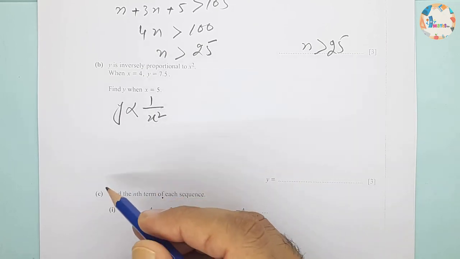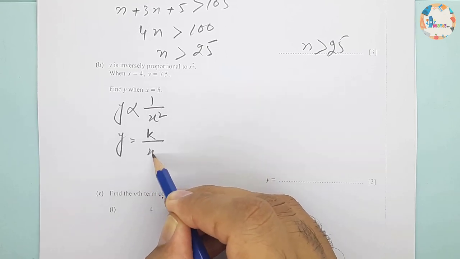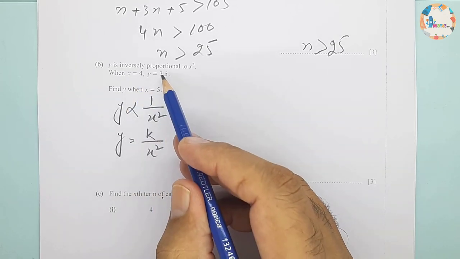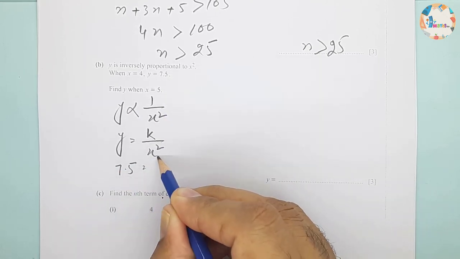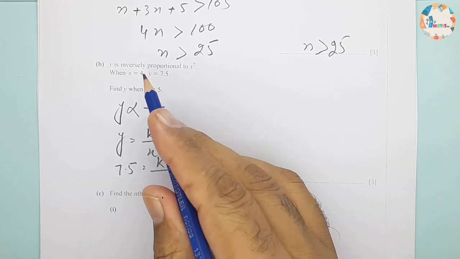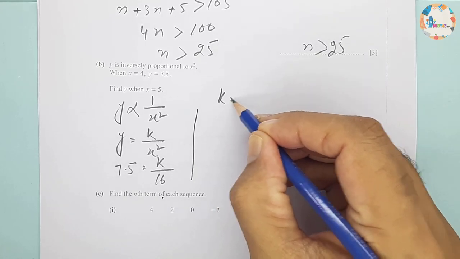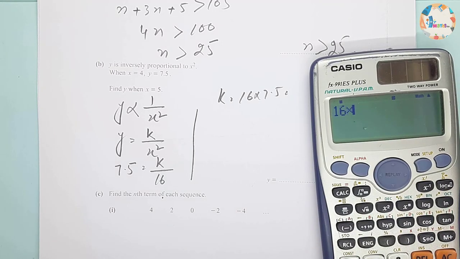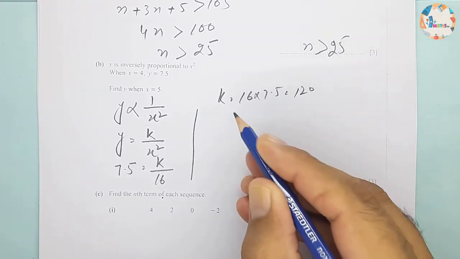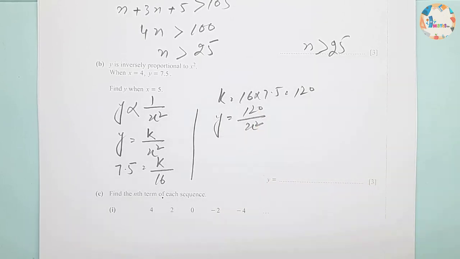Then B part. y is inversely proportional to x square, so we'll write y is inversely proportional to x square like this. This implies y is equal to k over x square. Now they are saying when x is equal to 4, y is equal to 7.5. So 7.5 is equal to k over 4 square, which is 16. So k is equal to 16 multiplied by 7.5, which is 120. So k value is 120.